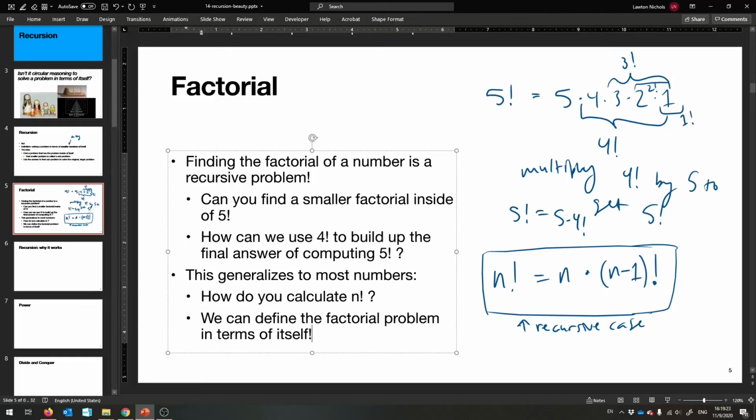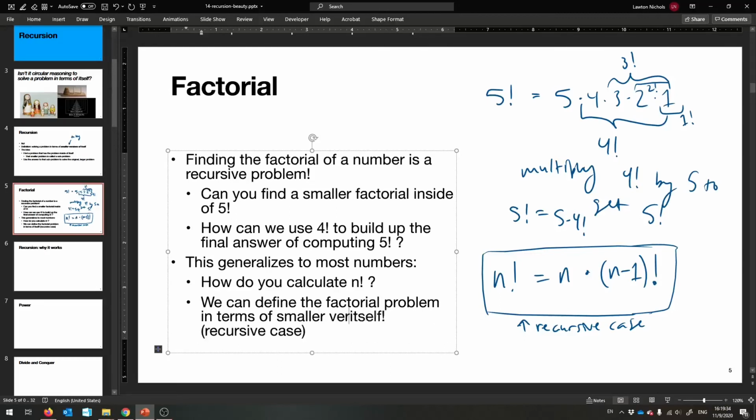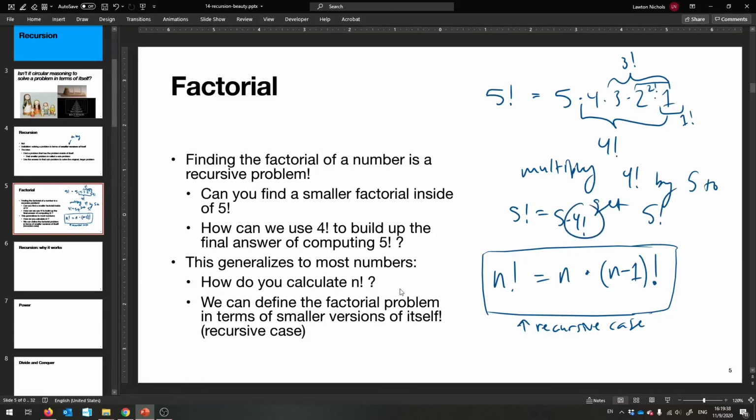And there is one last issue. That's the recursive case. And remember, it's smaller versions of itself. Because we got smaller, like it was 4 factorial, not 5 factorial. It was n minus 1 factorial, not n factorial. Eventually, remember, what's about to happen if we keep following this rule?